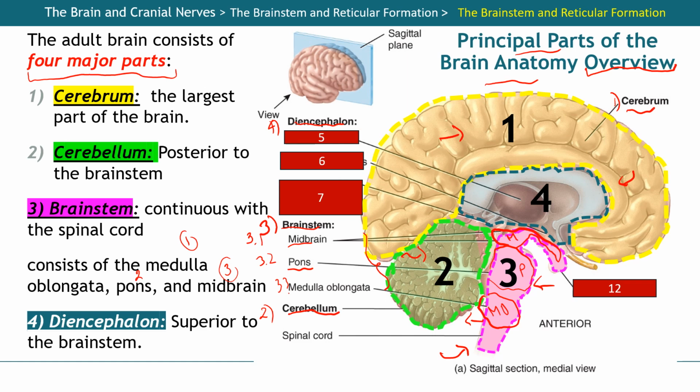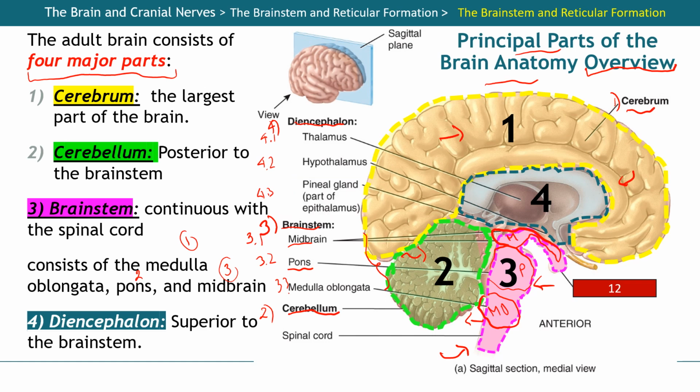Okay, here 4.1, 4.2, and 4.3. We are going to have first the thalamus. Second, below the thalamus, we will have the hypothalamus. And surrounding the thalamus, we will have the pineal gland, or is a part of the epithalamus. Okay, later we will go and study all these 3 and 4 regions in more detail.